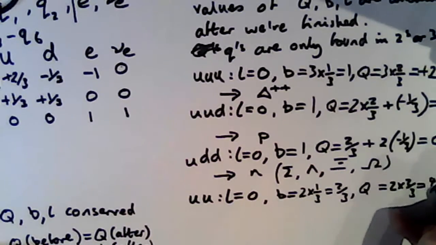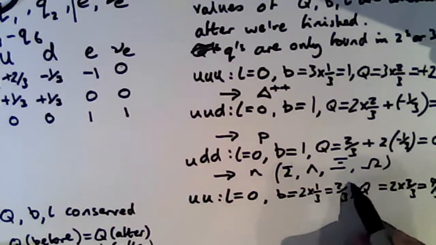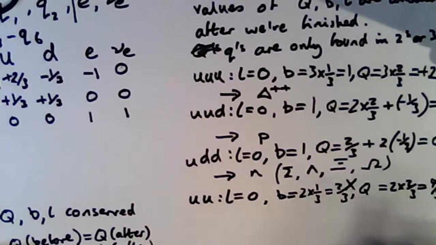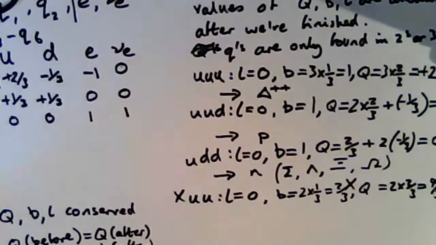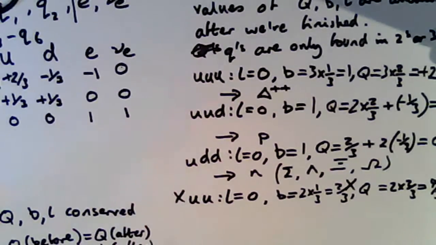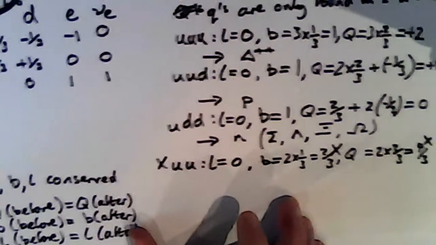This gives you 4/3. This is not an integer. This is an invalid collection of quarks. And as such, we do not see this in nature. It is forbidden.